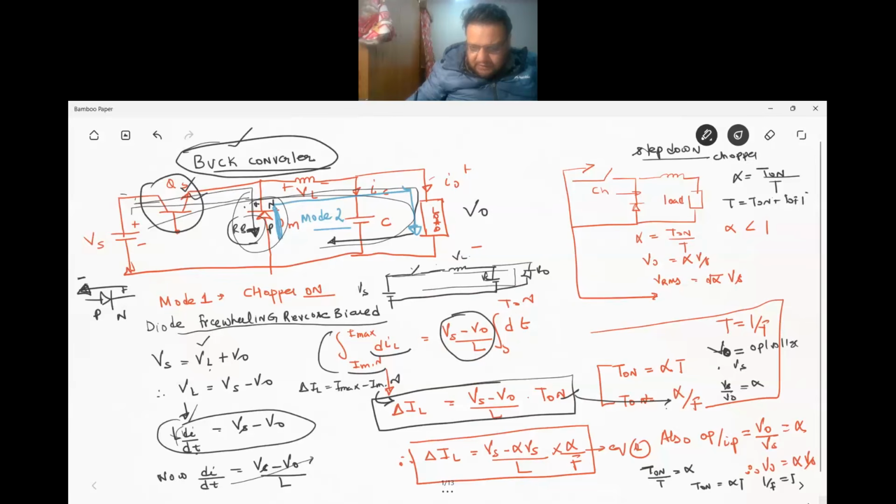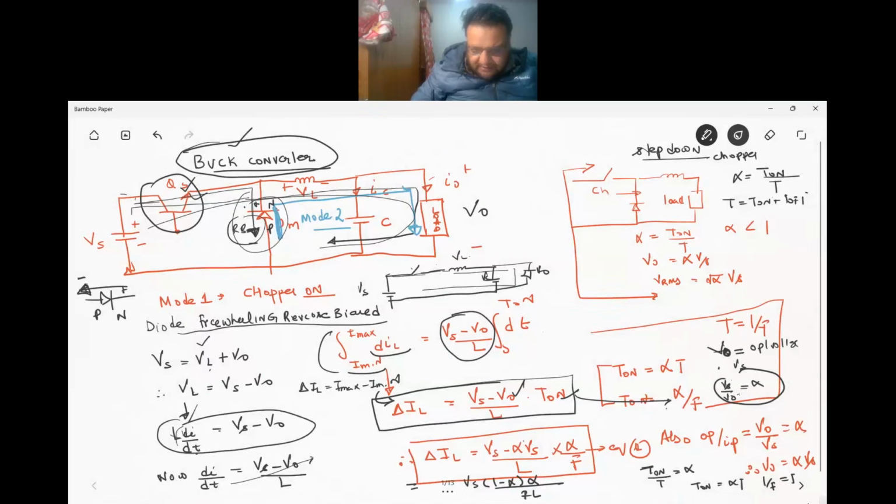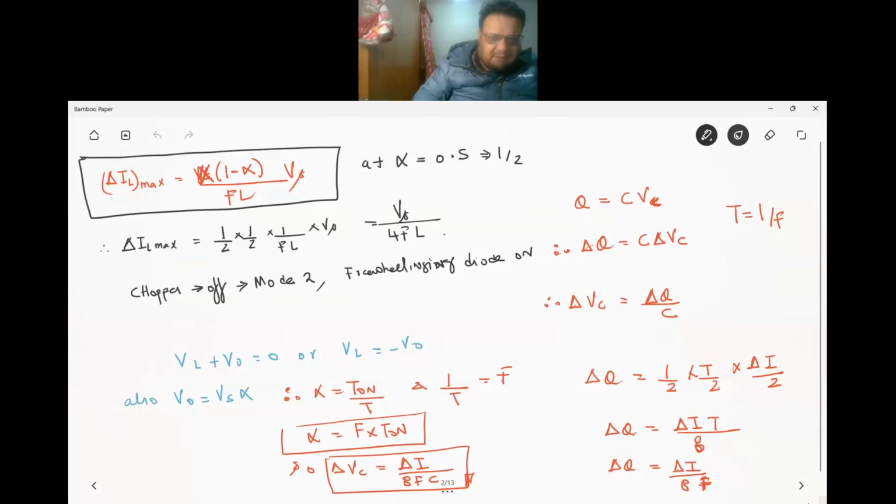Again, I told you V naught by Vs is equal to alpha, so V naught can be written as alpha Vs. I'm just substituting back here and taking this Vs outside. Once I take this Vs outside, I'm left with (1 minus alpha) into alpha by F into L. So this is my delta IL. This would be my equation: delta IL is equal to Vs alpha (1 minus alpha) by FL. This is for the buck converter. At duty ratio alpha. In some books, this is written as D, which is one and the same thing. D or alpha is the same.